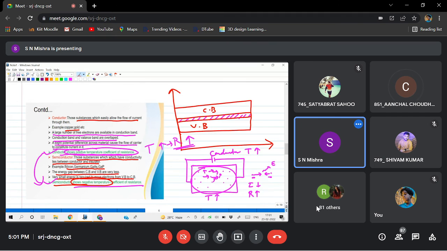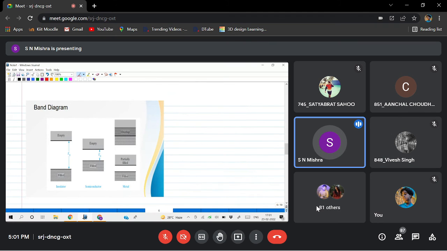Whatever I have explained is represented in terms of the energy band diagram. Insulator, you can see the gap is high, and then semiconductor and metal. Metal means it is a conductor. The bands overlap here, or I can say partially filled, and this is filled, and here this is the semiconductor, this is the insulator. You can observe here, this is the valence band, this is the conduction band.